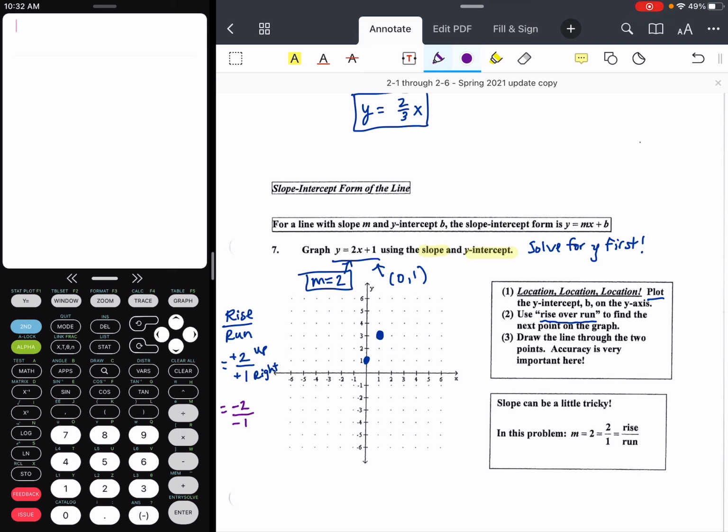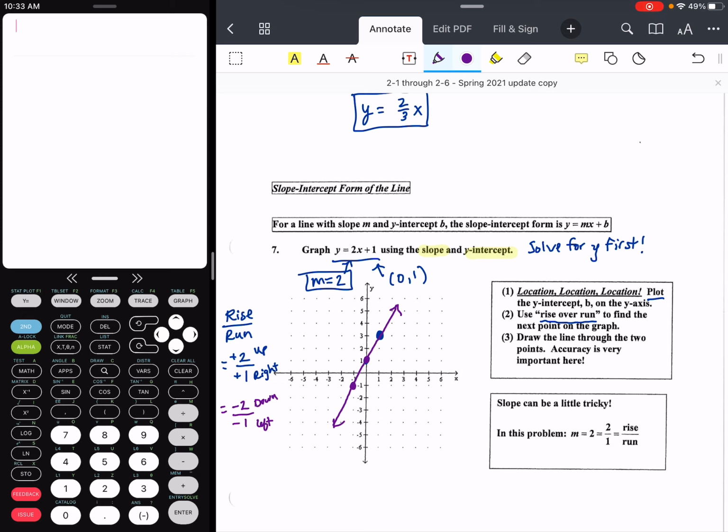Negative over negative simplifies to a positive, right? So in this definition, negative 2 means rise down 2. Negative 1 means run to the left 1. So again, from this y-intercept, if I go now down 2, and then I go to the left 1, that puts me at this point. Okay. So you can see that both of those points land on the same straight line, the same positively sloped line.